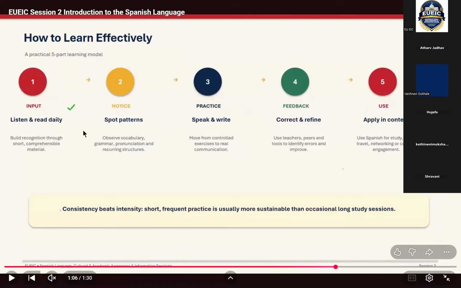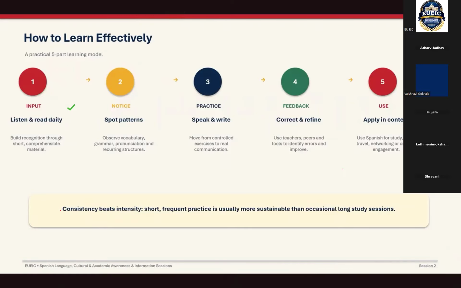Yeah. How to learn effectively, I will brief you a little bit about this. Basically we need to listen and read daily. Listening is very essential while you're learning a language. Reading does not help all the time. You have to start listening to the language. You need to immerse yourself into the language. What I mean by immersion is basically you need to start watching shows. You need to start listening to music, which is in Spanish language, right?